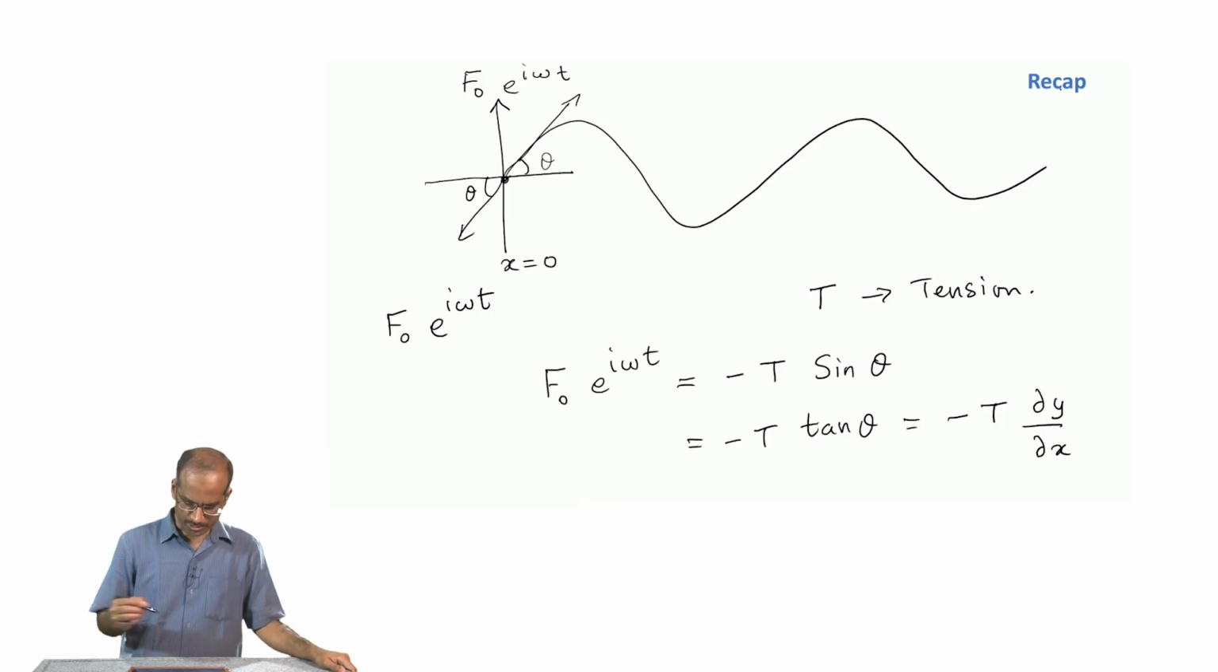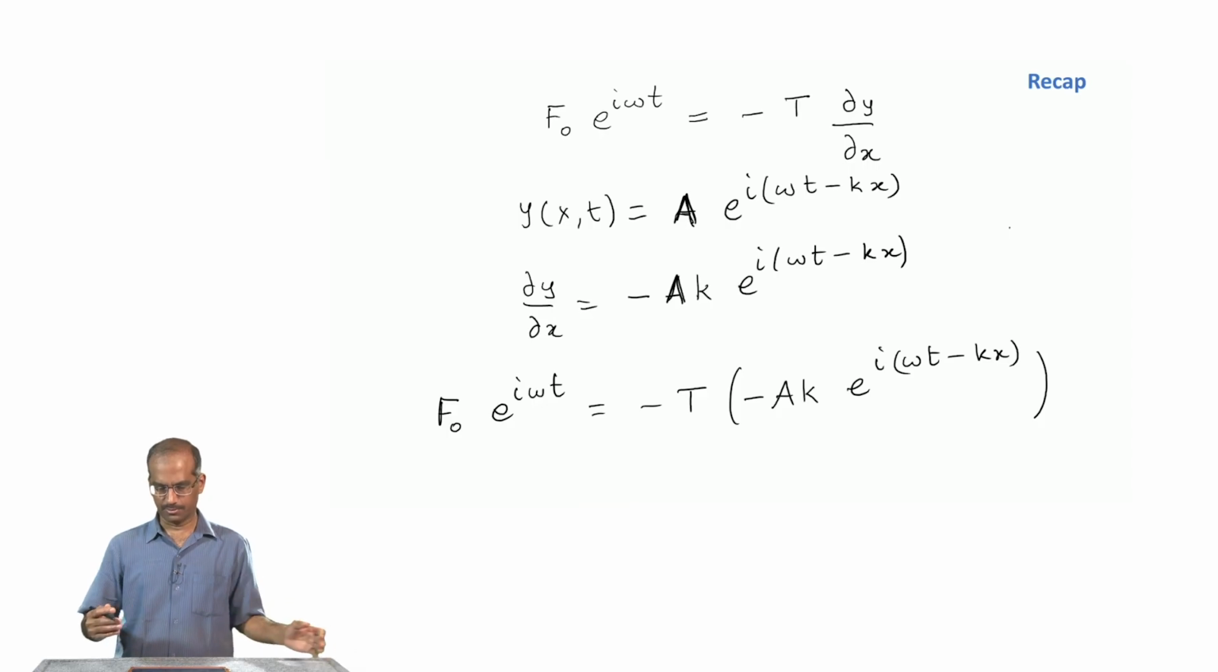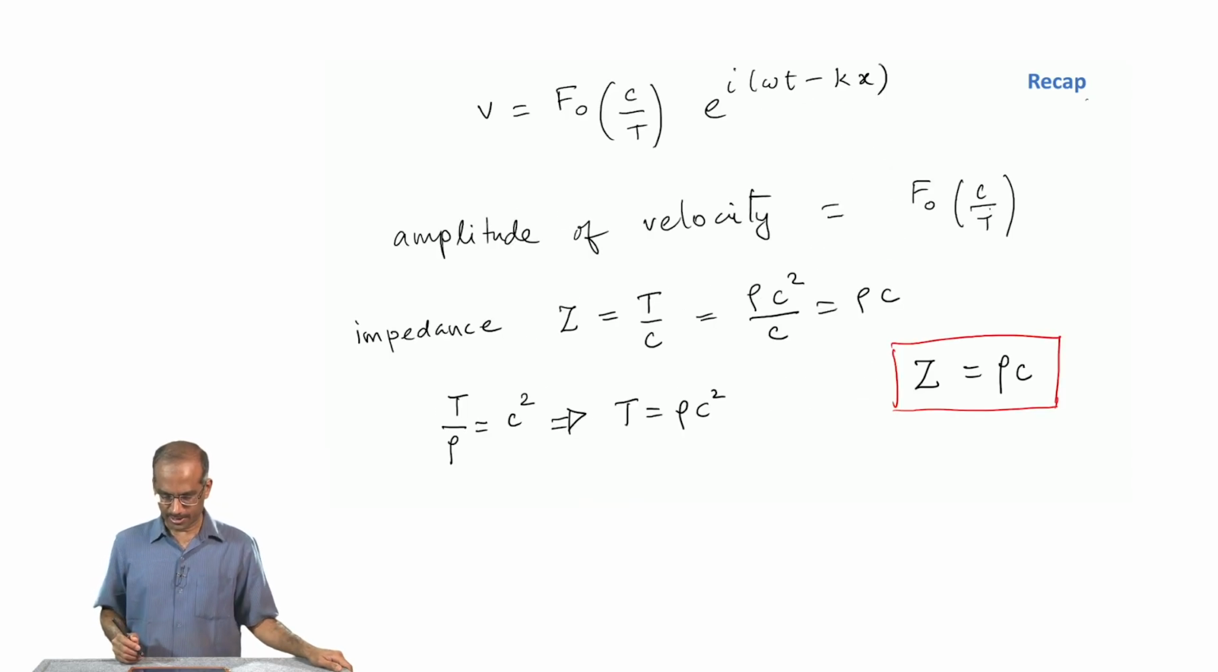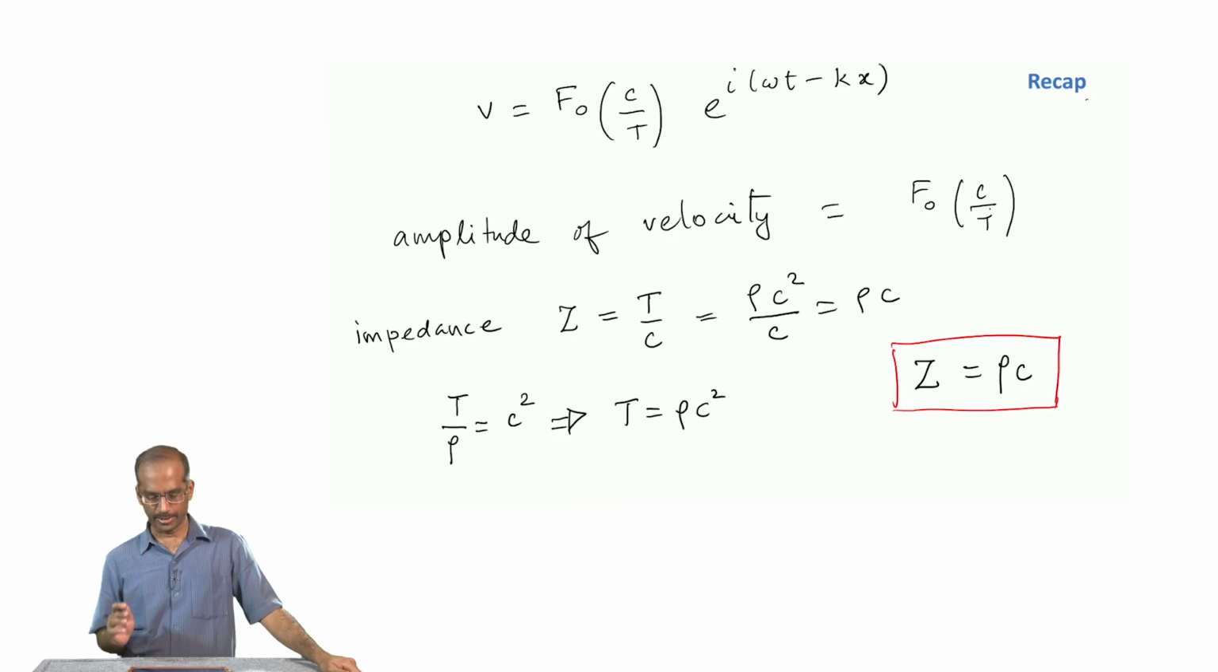So, we go through this derivation, we compute this ∂y/∂x at x equal to 0, and finally, we recognize that there is a quantity, impedance, that is involved here, and impedance is simply rho multiplied by c.